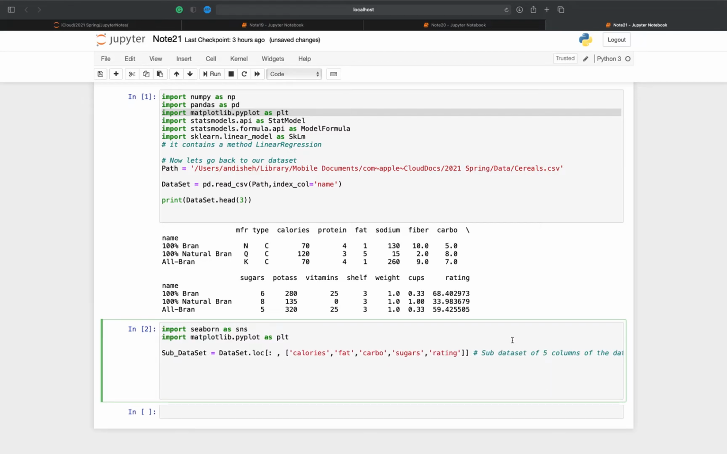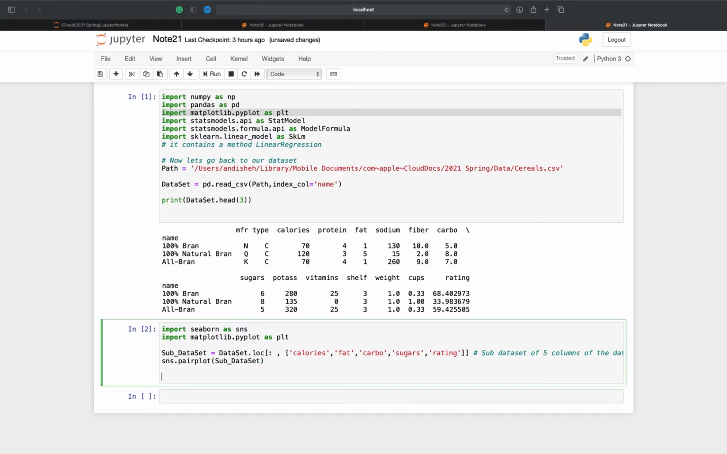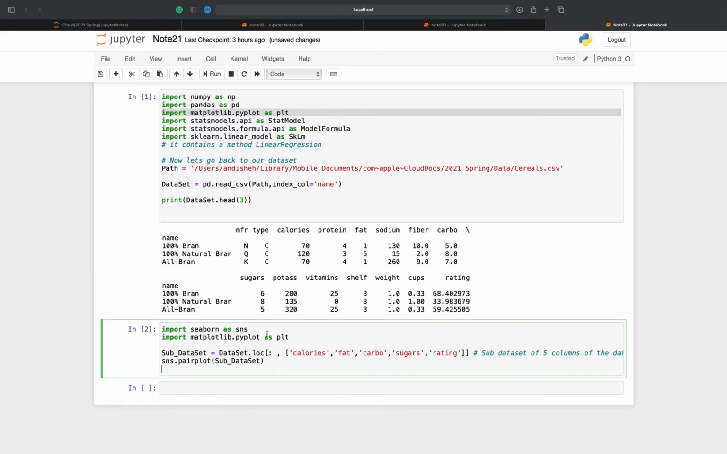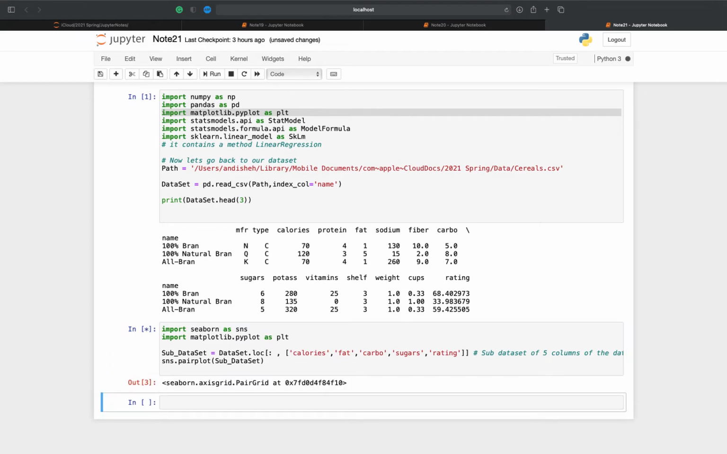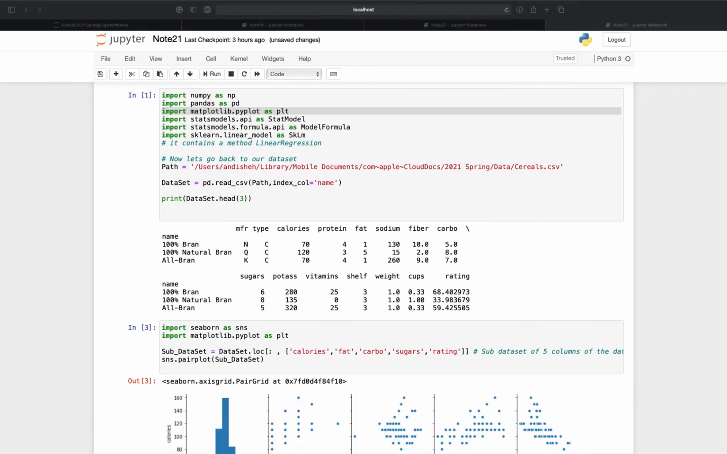Okay, so what I'm going to do, I'm going to use SNS dot pair plot. I think that will help us to do what I want to show. Let's see. If not, I'm going to use matplotlib. Let's see what happens. Okay, good. So I created a correlation matrix.